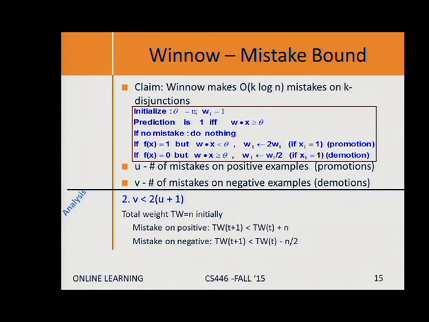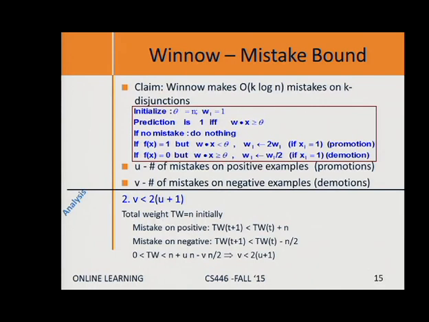So with these two together, here is what I get. I have this total weight. It's always positive. I started with n. U times, I added at least n. V times, I subtracted at least n over 2. So this is the range I have for total weight. Now, if you look at this and you say, OK, so it must be positive, and you move things to the other side, you'll get that V must be no more than 2 times U plus 1.